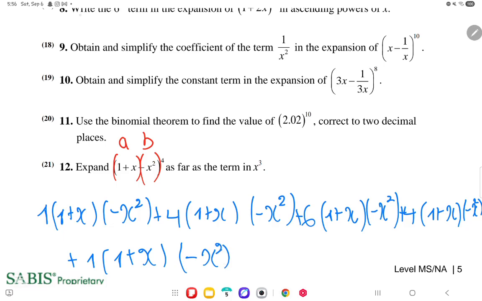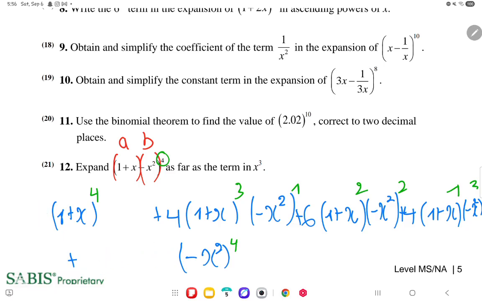Now, what do we do? We start with n for a. We always start with n and we decrease. So 4, 3, 2, 1, 0. For b, we do the opposite. We start with 0 and we increase all the way till n. So 0, 1, 2, 3, 4. Now, anything to the power of 0, we can remove it. 1, we can also remove it if it's multiplied only. And we are now left with this.